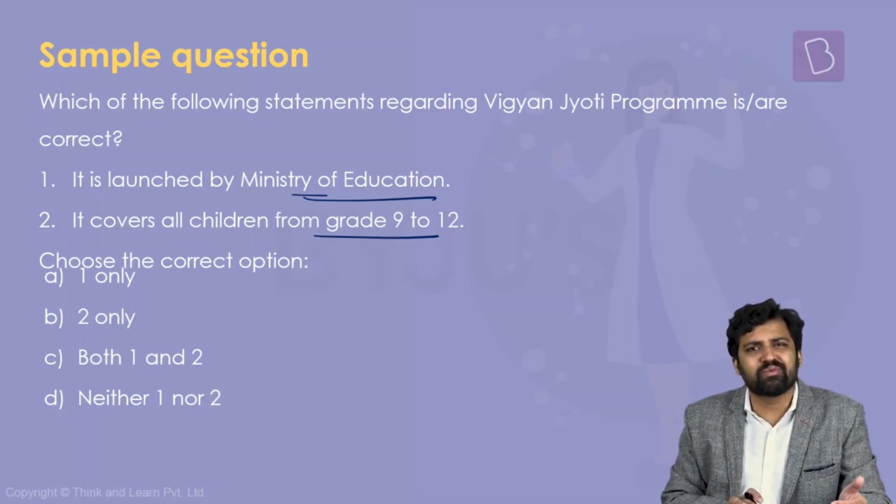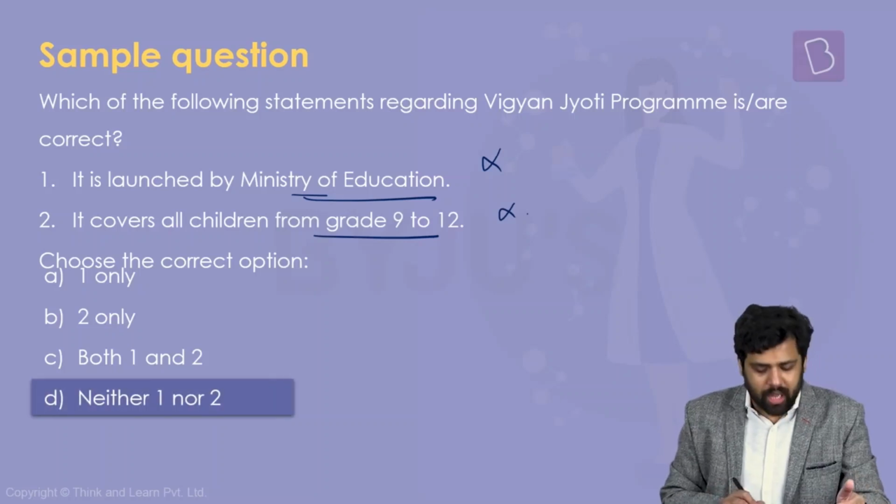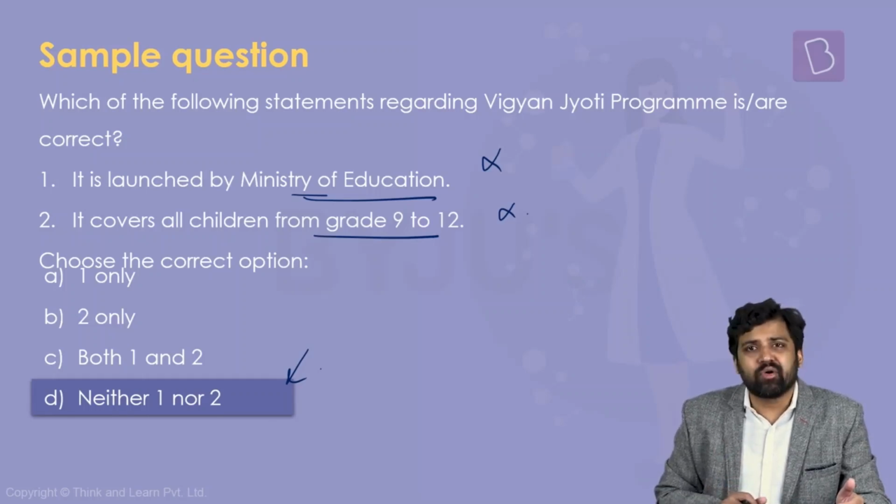Now let's look at both options. Has it been launched by the Ministry of Education? In the beginning itself, I mentioned that it has been launched by the Ministry of Science and Technology. Does it cover all children in the age category 6 to 12? No, it covers only girl children. So both the statements are incorrect. So the answer is neither one nor two. I hope all of you have got it correct. But in case you have not, then you have to reflect on what you are missing out. So this is about the Vigyan Jyoti program.